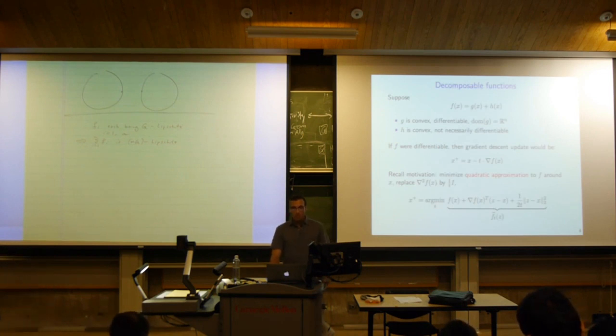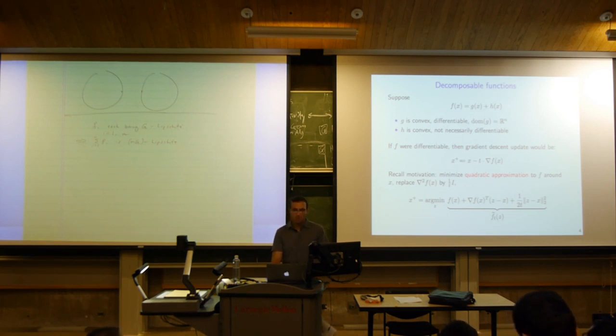So the setup we're considering is functions of this form. Our criterion value is equal to the sum of 2 other functions, g plus h, where g is convex and smooth. We're going to assume it has a full domain, just for simplicity. And h is convex, but it's not necessarily smooth.